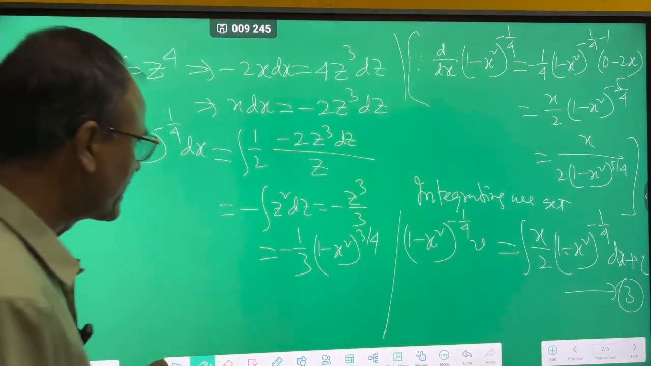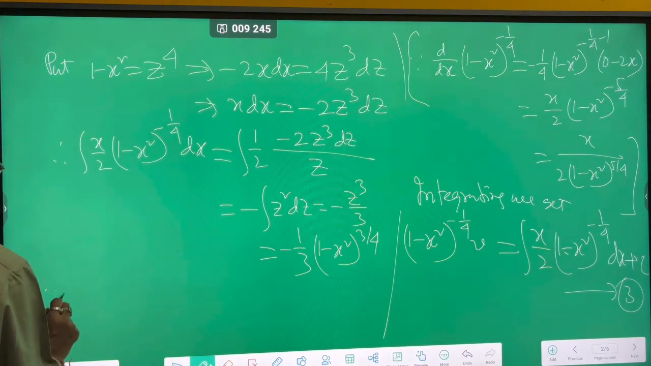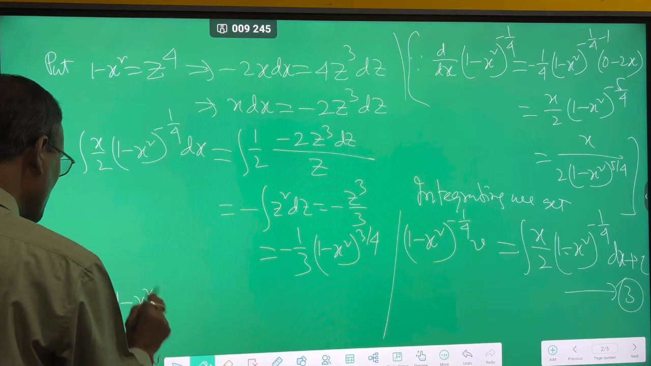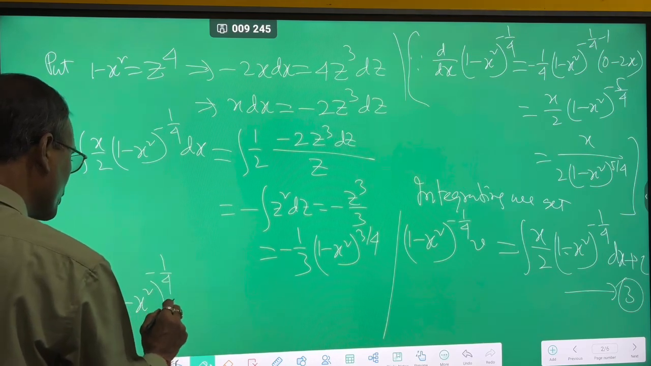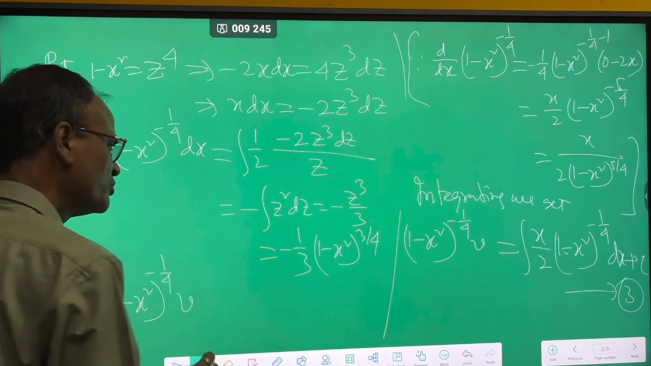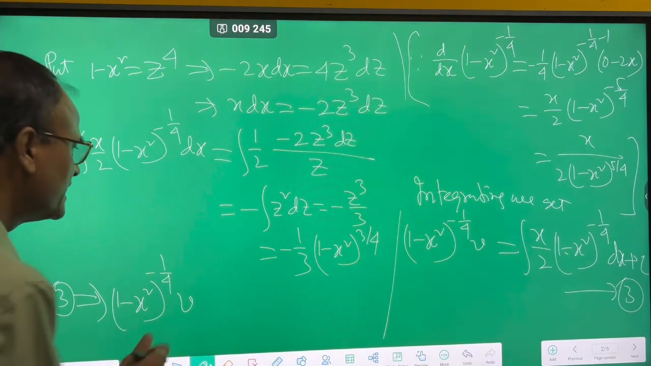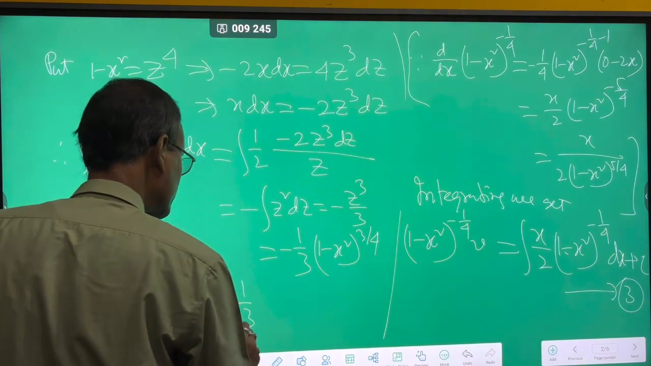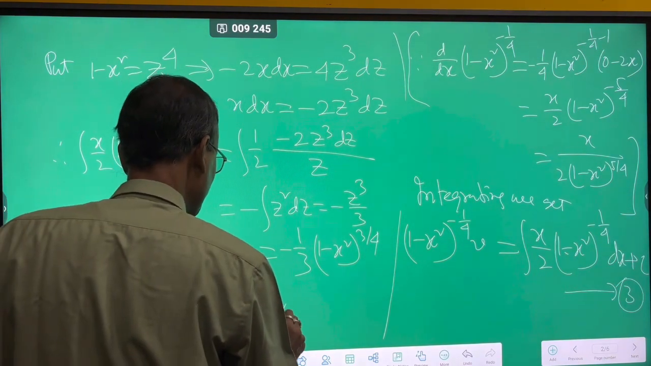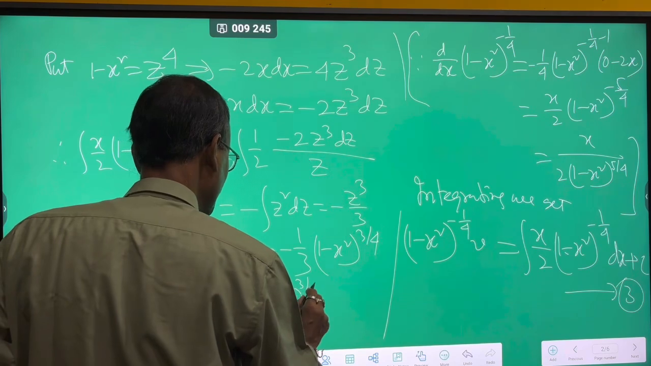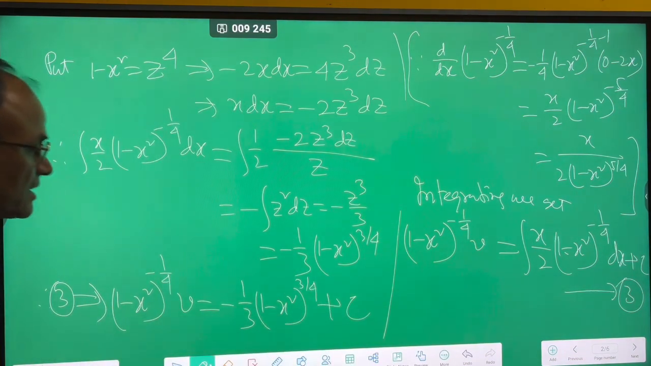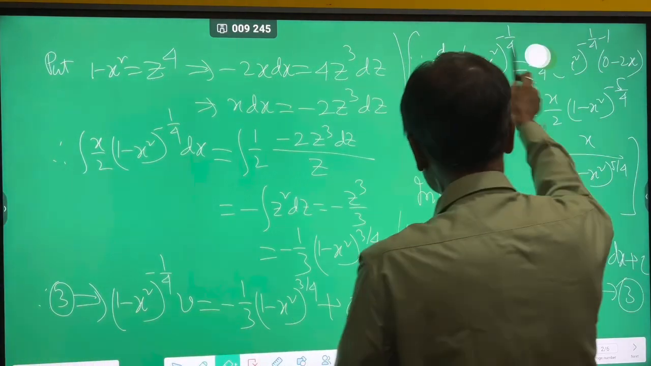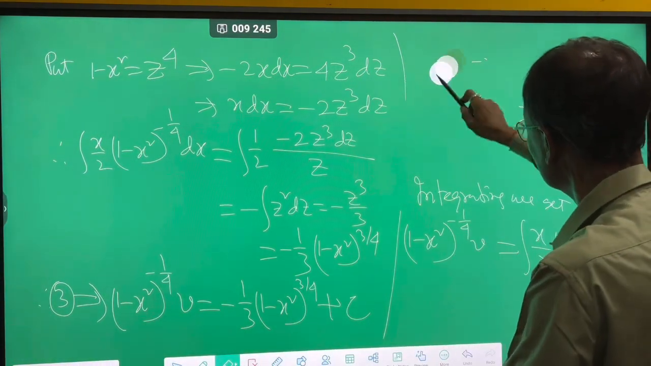Therefore, from 3 we will get 1 minus x square whole to the power minus 1 by 4 into v. V means you may write root over y. This is equal to, this integration is minus 1 by 3, 1 minus x square whole to the power 3 by 4 plus c.